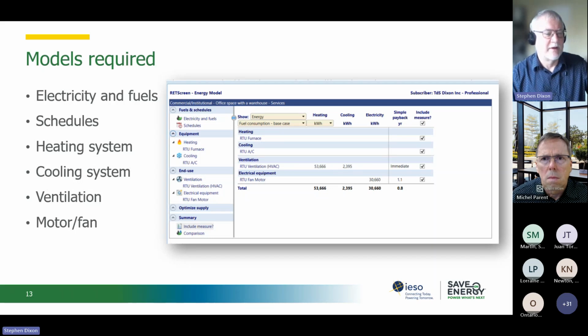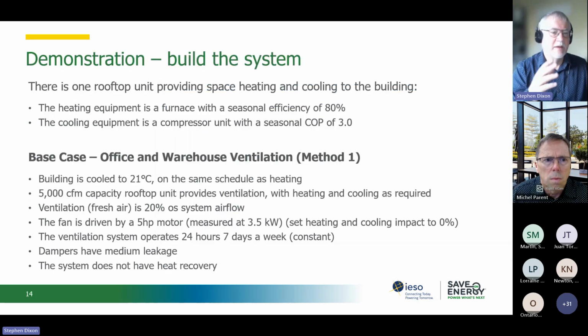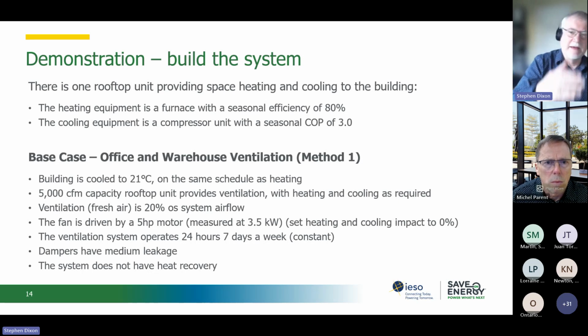So we need to specify the electricity and fuels that we're purchasing. We need to specify the schedules, the temperatures, and the times that we're actually running this system. We need to specify what the heating and cooling system looks like, in a sense, the efficiencies and the COPs, and then we have to specify how we ventilate, and then the fan that might be moving it. So we need a number of different elements. We can't just go and pull a rooftop unit and say, there it all is. No, we have to basically specify each of the different elements in RETScreen. So this will be the exercise that we do in the next session. I think we'll take every one of you through at least one of these exercises.